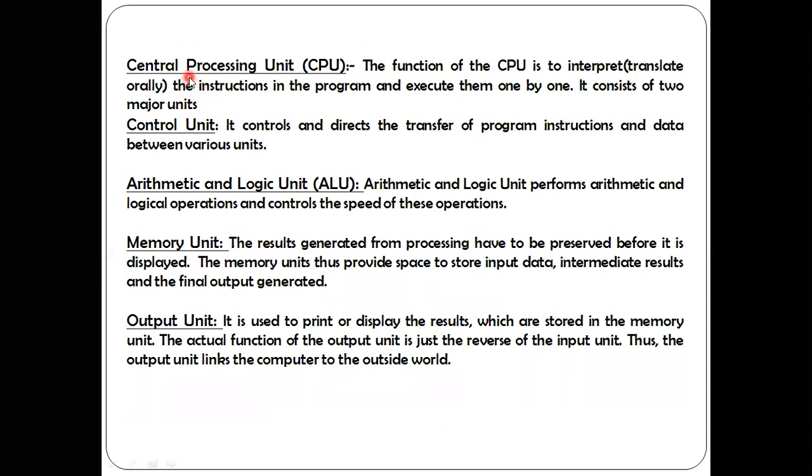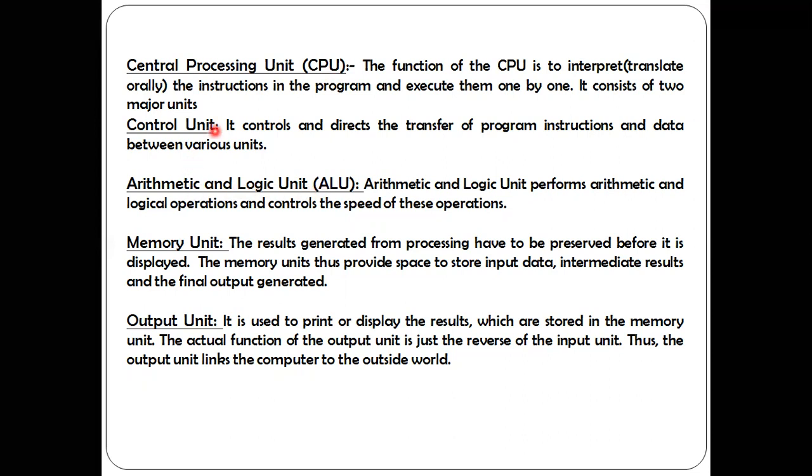CPU stands for what? Central Processing Unit. The function of CPU is to interpret. Interpret means it is going to translate orally. The function of CPU is to interpret the instructions in the program and execute them one by one. It consists of two major units. The first one is control unit. Second one is arithmetic and logic unit.